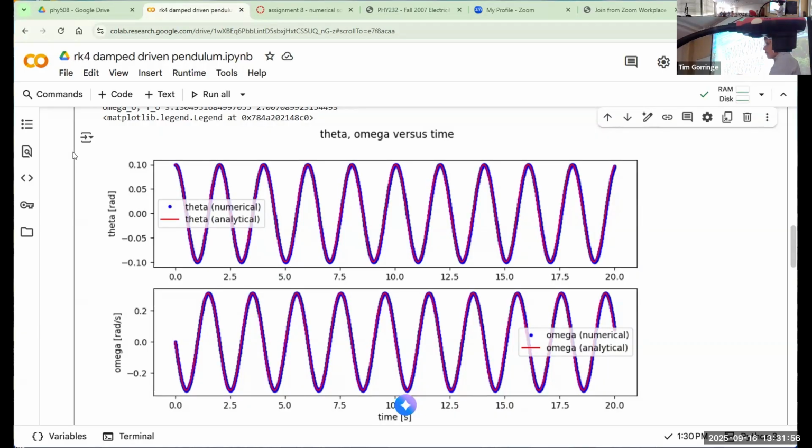So that's a worthwhile test of our code, to check that we can reproduce this solution that's amenable to an analytical approach.